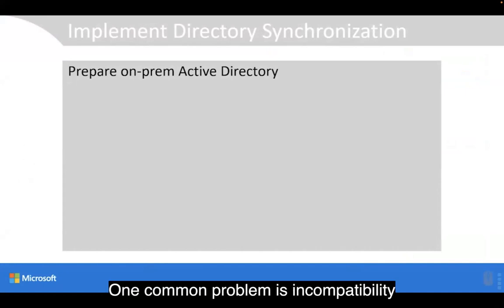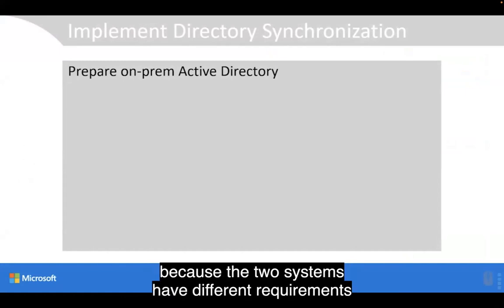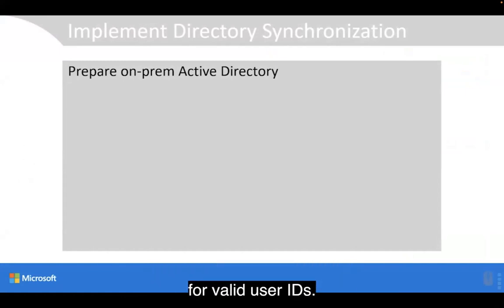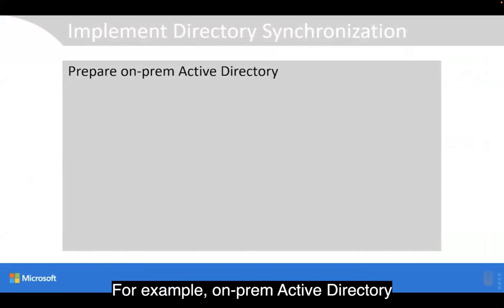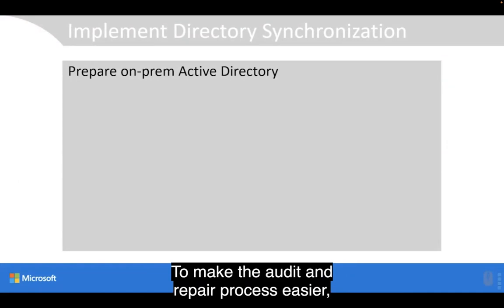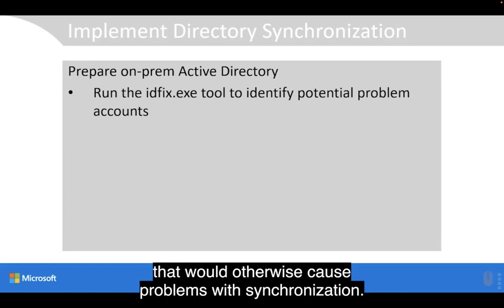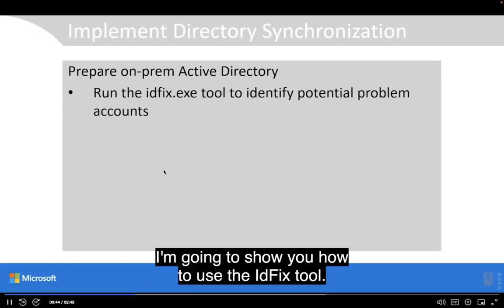One common problem is incompatibility between your on-prem user IDs and Azure AD user IDs because the two systems have different requirements for valid user IDs. For example, on-prem Active Directory can handle user IDs with spaces in them, whereas Azure AD can't. To make the audit and repair process easier, you can use the ID Fix tool to scan your on-prem directory and update user IDs that would otherwise cause problems with synchronization. In the next demo, I'm going to show you how to use the ID Fix tool.